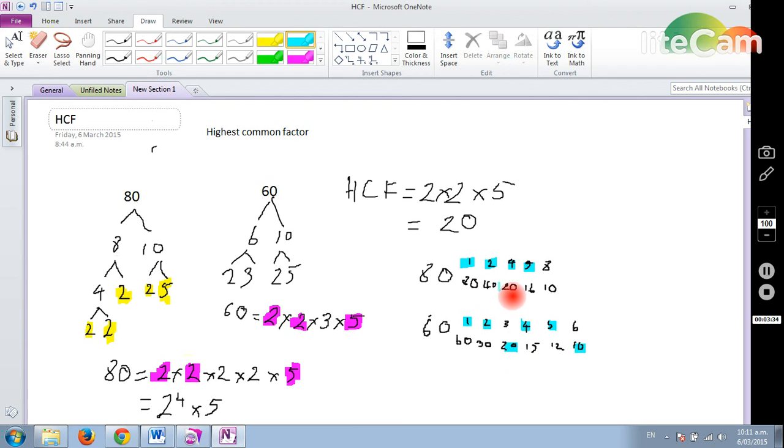So by finding the factors of the numbers, I found the highest common factor is 20, which is what we found before. Now you can clearly see that by knowing your prime factor trees, that's going to be a lot quicker in the long run. Okay, and it also helps with the lowest common multiple, which is the next video.